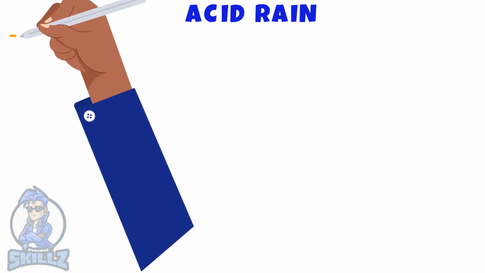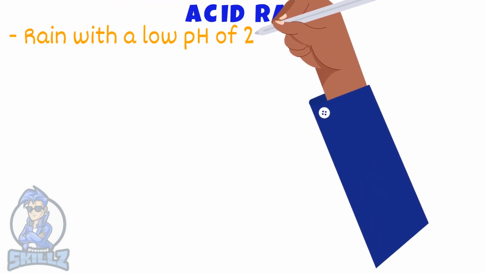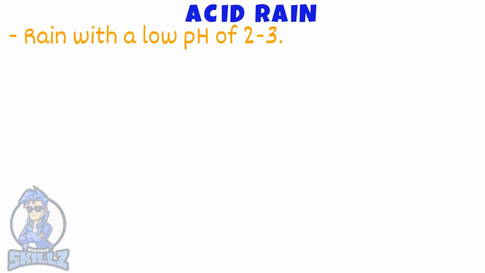Another environmental problem caused by burning crude oil is acid rain. Acid rain is rain with a low pH of 2 to 3. It should be noted that 5.6 is rain's natural pH.